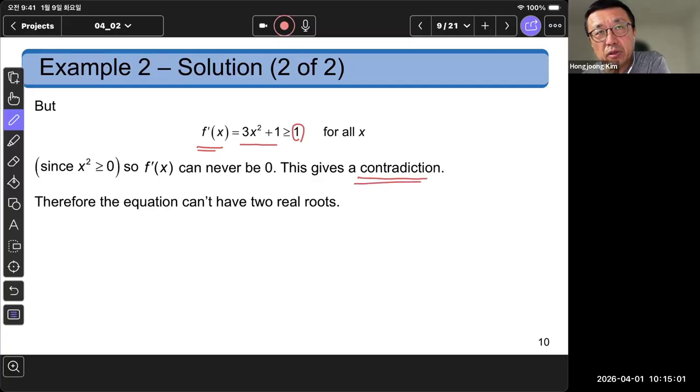Why do I have a contradiction? Because I assumed that there are two different solutions, right? So that first assumption caused this contradiction. Since we have this contradiction, our assumption is wrong and there will be only one solution. So by using Rolle's theorem, we could prove the uniqueness.